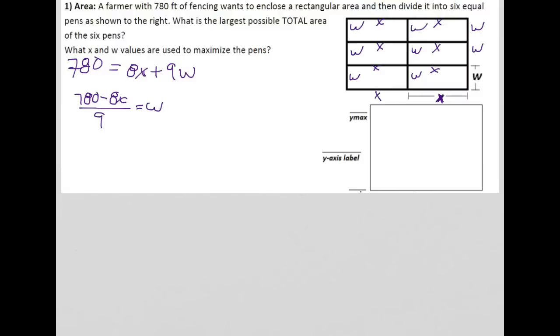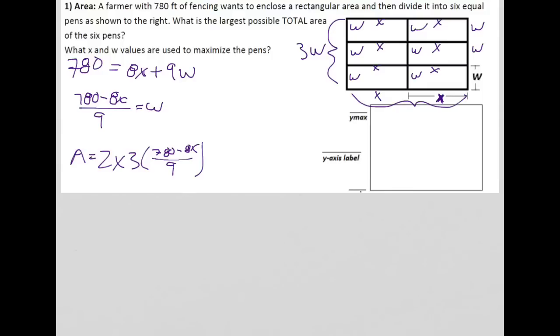Now I also need to write the equation of the area. So I'm going to say area equals 2x for that distance times 3w for that distance. But instead of writing w, I'm going to substitute in (780 minus 8x) over 9, and that is my equation.